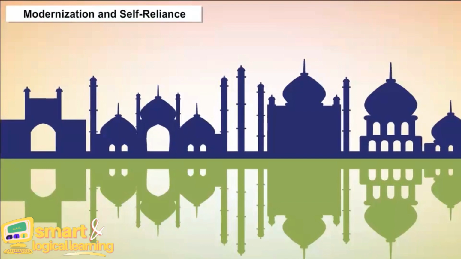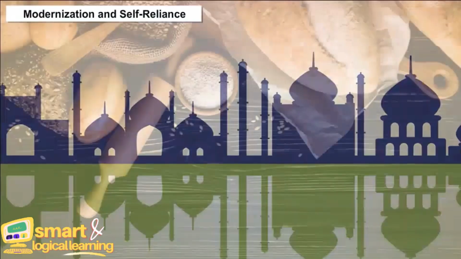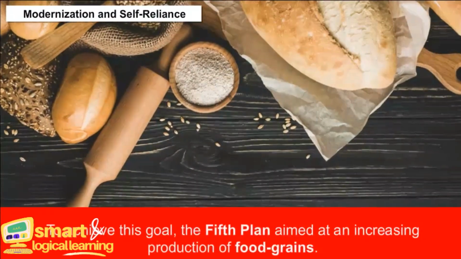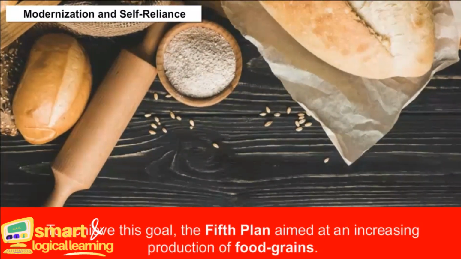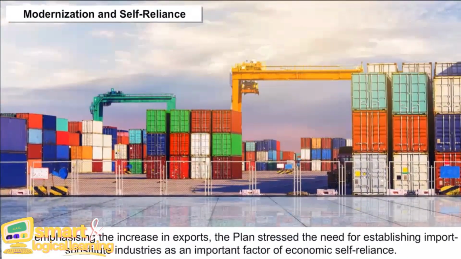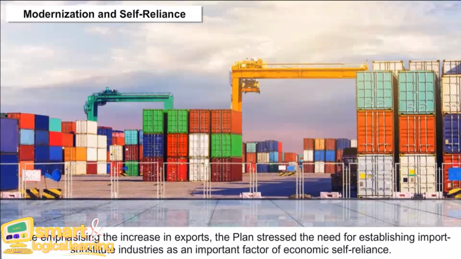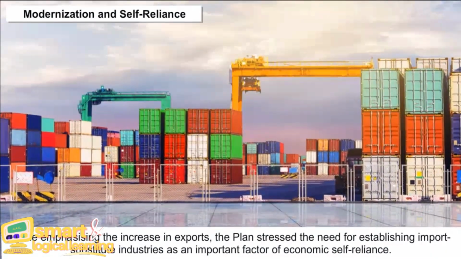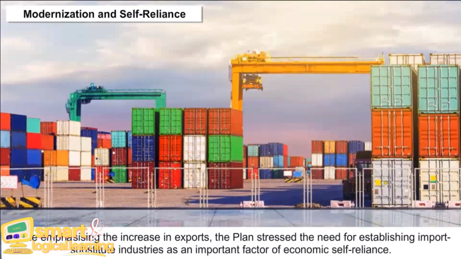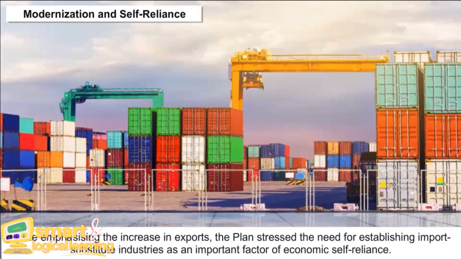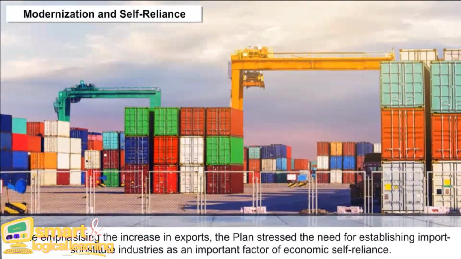Modernization and self-reliance. To achieve this goal, the fifth plan aimed at increasing the production of food grains. While emphasizing the increase in exports, the plan stressed the need for establishing import substitute industries as an important factor of economic self-reliance.